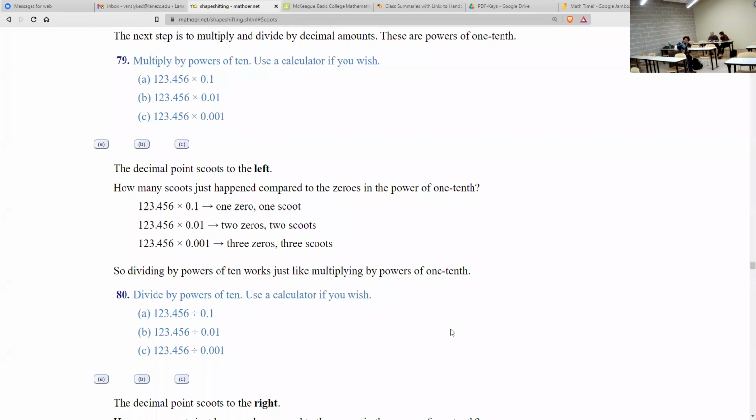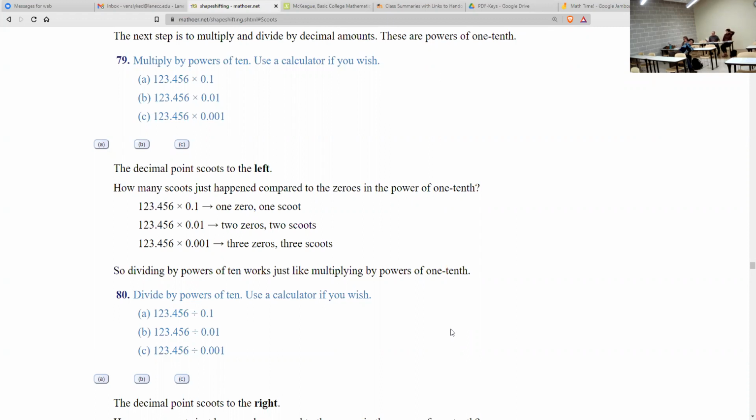So times 0.1 is making it smaller. I have a tenth of something because of means multiply. If I have a tenth of my pie, that's smaller than my whole pie. So now I am going left, the small direction, but one scoot. If I go times 1/100th, the 0.01, that's going left twice and so on.